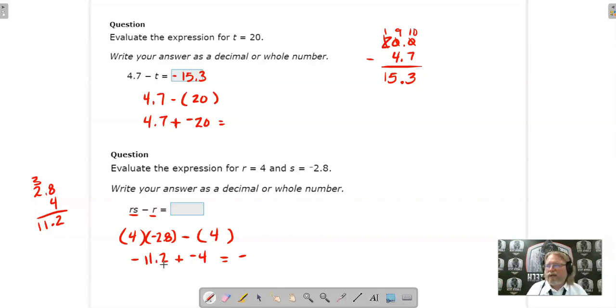And that would be what, 15.2, right? Because I have no decimal after this here, like 4.0, so 2 plus 0 is 2, so I know I'm going to have a 0.2 there. And then the 11 plus 4 is going to be 15. So I have a negative 15.2. All right.